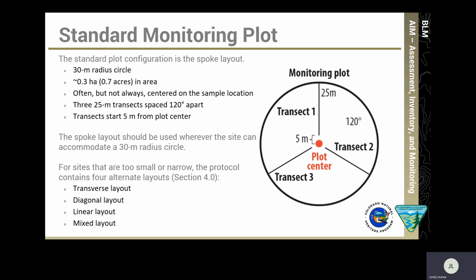For sites that are too small or narrow to accommodate a spoke layout, the protocol contains 4 alternate layouts in Section 4: transverse layout, diagonal layout, linear layout, and a mixed layout that incorporates elements of multiple layouts. Each layout shares one fundamental characteristic: 3 25-meter transects spaced at least 5 meters apart and evenly spread across the monitoring plot.